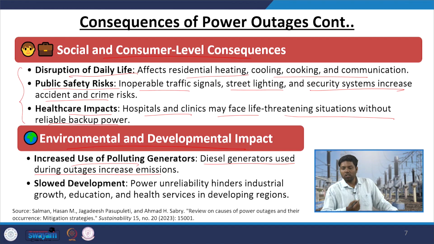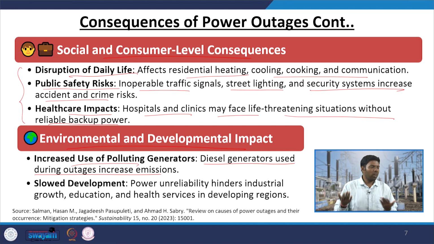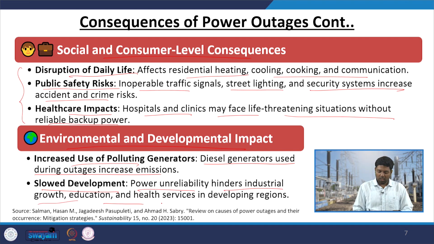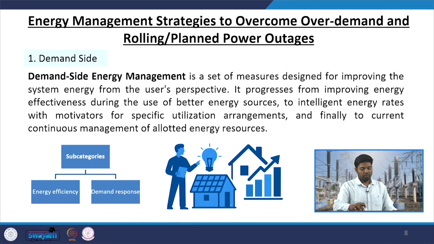Environmental and development impact: increased use of polluting generators, diesel generators used during outage increase emissions. So, let us say with a power outage, because of the fault you are cutting, you are islanding one section that has some DERs. So, you are losing those cheap powers because you have incurred a power outage and now you have to turn on your diesel generator to cater the critical loads. So, that will impact the environment as well. Slowed development: power unreliability hinders industrial growth, education and health services in developing regions.